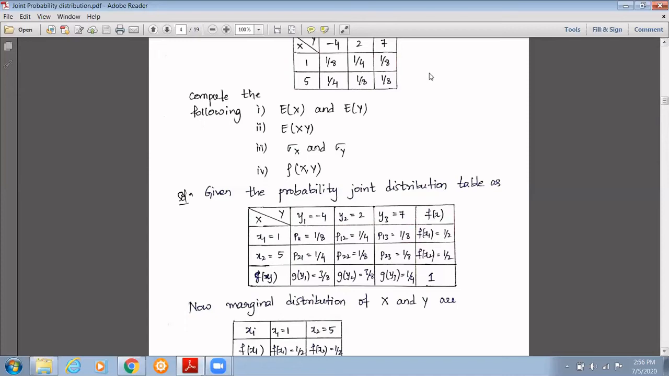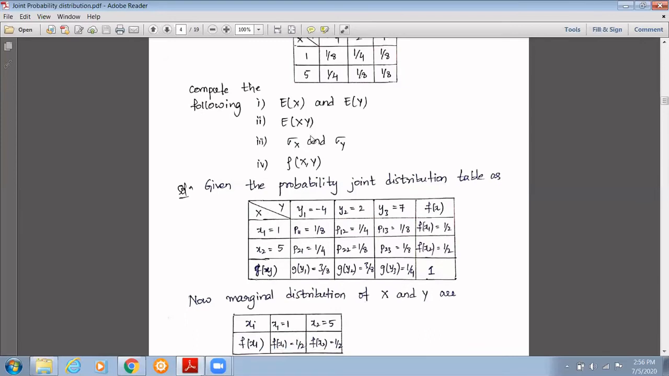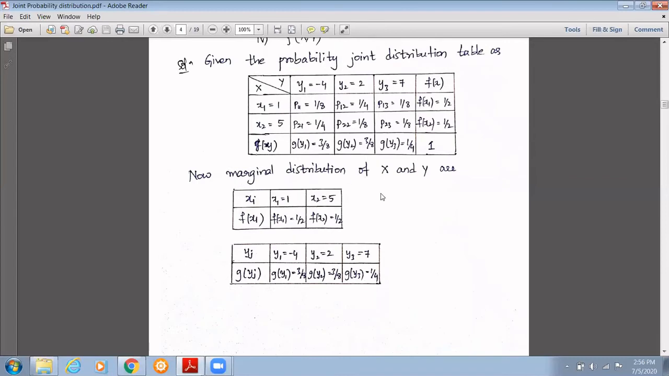Now we find out 1 by 1. First, we are supposed to find out expectation of x, expectation of y, and then expectation of the product of x into y. Now, I have rewritten the marginal distribution entries. For x equal to 1, marginal distribution is 1 by 2. For 5, marginal distribution is 1 by 2. Same way, marginal distribution for random variable y: for minus 4, 2, and 7, the marginal distributions are 3 by 8, 3 by 8, and 1 by 4.